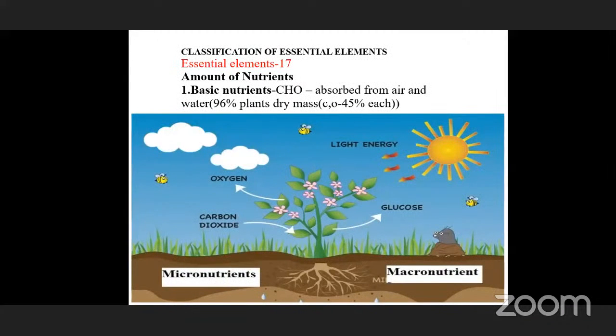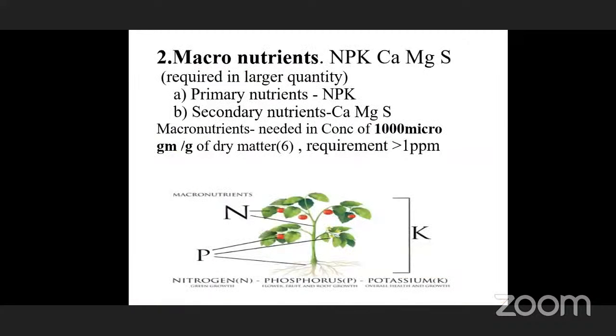and they are also known as basic nutrients because the plant dry mass is so much, about 96%, and without them the plant won't be able to synthesize carbohydrates, won't be able to carry out photosynthesis, so they form the basic nutrients.